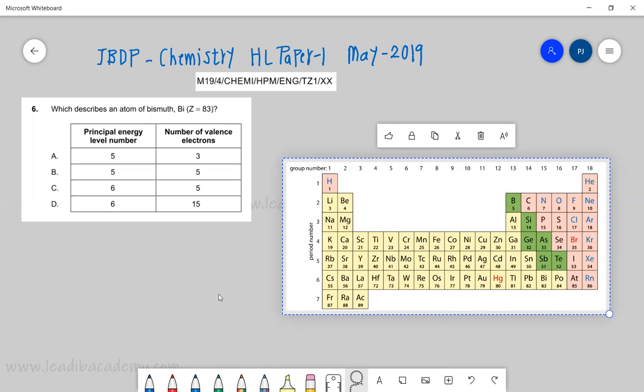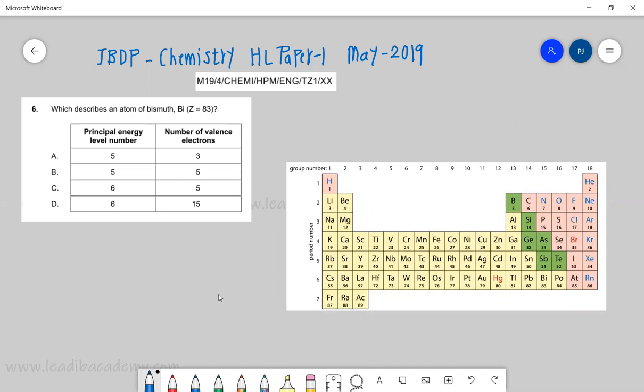So what do we see now? Understand this very simple logic: in the first period, how many elements? Period means the horizontal row. You can clearly see that there are 2 elements. In the second period, there are 8. In the third one, 8. In the fourth one, how many do you see? You can clearly see that there are 18. In the fifth one, there are 18.